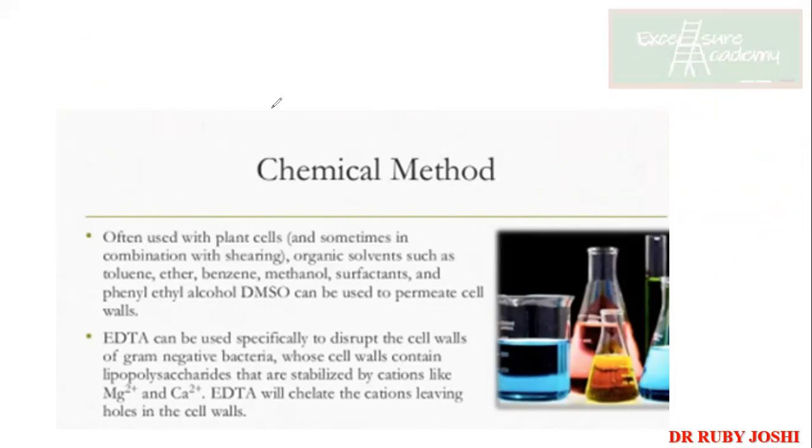So there are different chemicals which we use. Different organic solvents are there: phenol, ethanol, alcohol, and DMSO is also there. EDTA is also used to disrupt the cell walls of gram-negative bacteria, etc. These are the important chemicals which we use. When we talk about DNA and RNA purification, there are many other compounds: phenol, chloroform, ethanol, everything will be used.